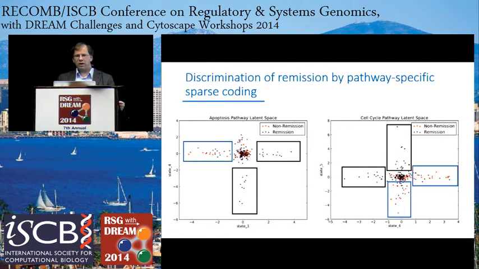Okay, so if it's visible in these plots, this is Gilin's effort to show that there's actually discrimination happening because of the pathway-specific sparse coding. There's a big blob in the middle that it didn't really help with very much. But on the sides, you can see that individual latent states were useful in segregating out remission and non-remission cases for various patients.